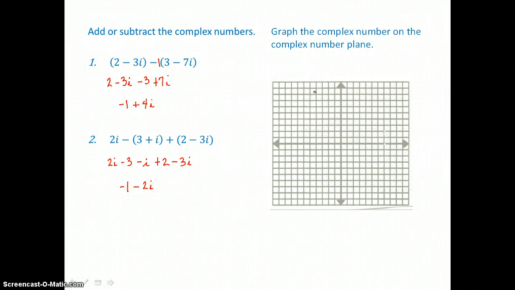Now over here we're going to graph those complex numbers on the complex number plane. The horizontal axis is the real axis, and the vertical axis is the imaginary axis. And to graph a complex number like negative 1 plus 4i, I would start at the origin, and I would go 1 unit to the left along the real number axis, and then 4 units up parallel to the imaginary axis. And I'll just label that negative 1 plus 4i.